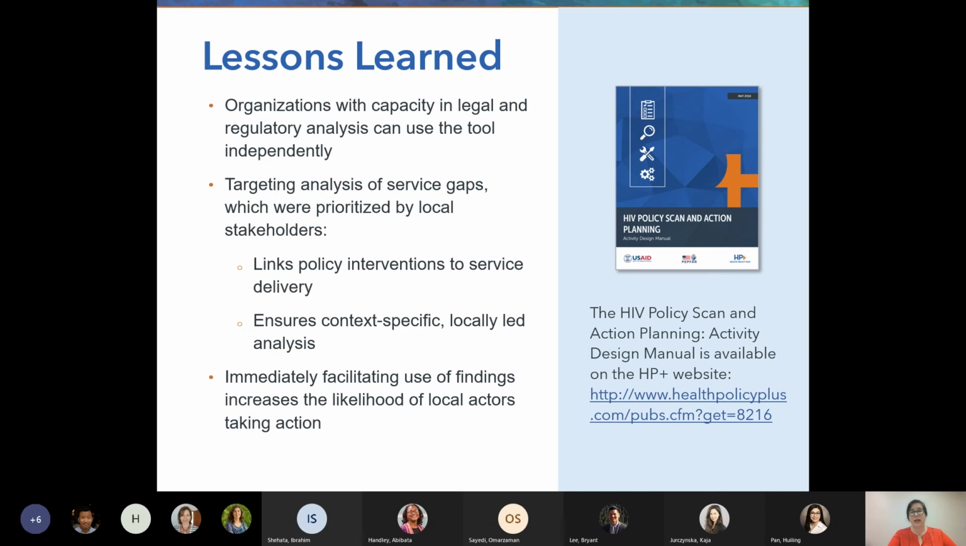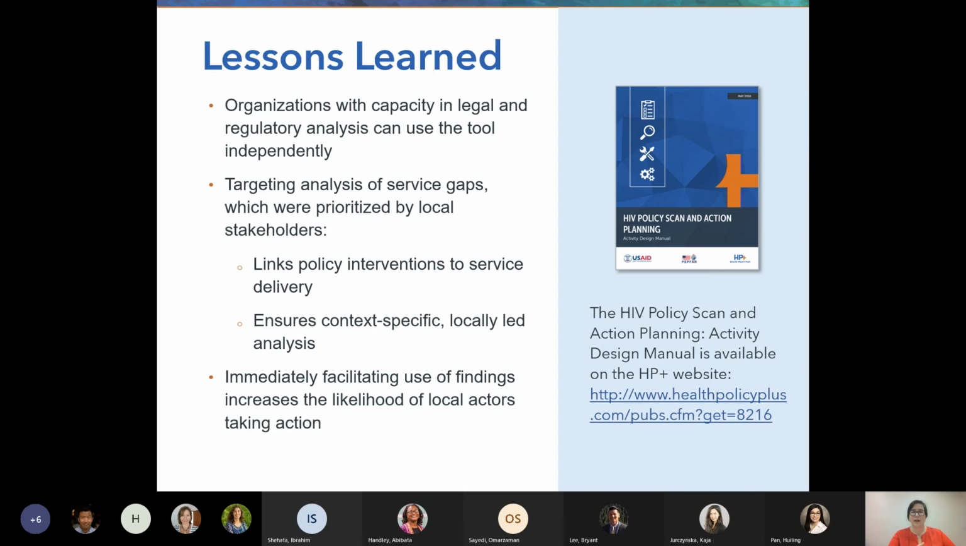We found that targeting the legal and regulatory analysis to the service gaps that people were identifying was really a great opportunity for stakeholders, and it helped them realize that they didn't have to do a broad legal and regulatory analysis across HIV and wait for a long period of time for the results. They could hone in on the things that they felt were most important. It also links, very importantly, policy interventions to service delivery.